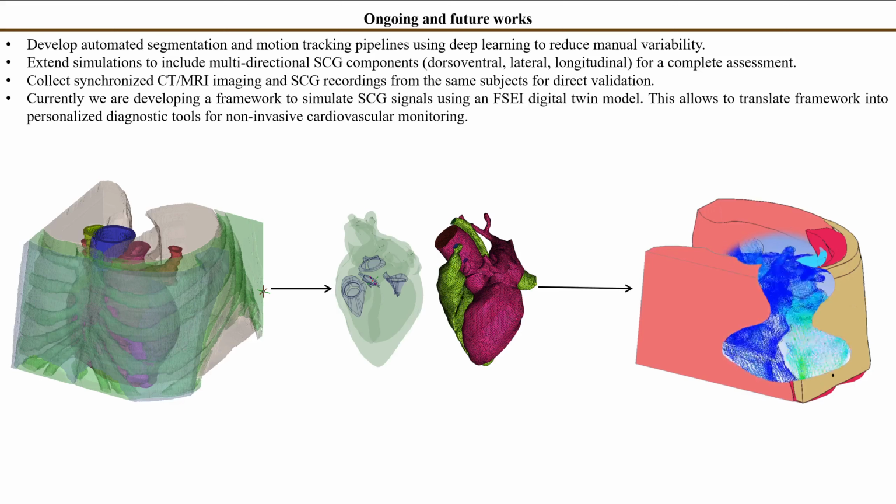Building on this, our current goal is to explicitly model the heart itself. We are developing a patient-specific fluid structure electrophysiology interaction, or FSEI, heart model. With this approach, we aim to simulate realistic cardiac motion and, as shown in this slide, generate SCG signals directly from the FSEI heart model. This project is ongoing, and we expect it to provide a more comprehensive and physiologically accurate framework for modeling cardiovascular dynamics and their surface SCG outputs.